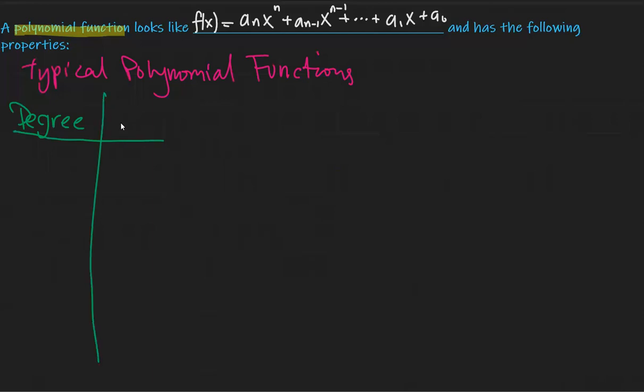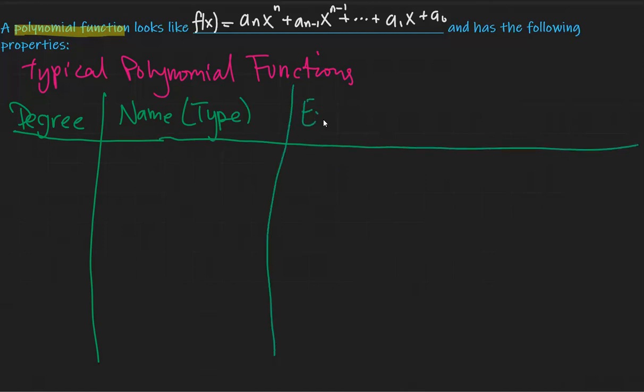And then the name of the type. So name or type. And then some examples. All right, so have a table that looks like this in your notes. We're gonna go degree 0, 1, 2, 3, 4. We can keep going. We're allowed to keep going, but we really only care about 0 through 4 right now. Okay, so when a polynomial function has degree 0, so that means the highest exponent is 0, that's a constant function. Okay, so constant function.